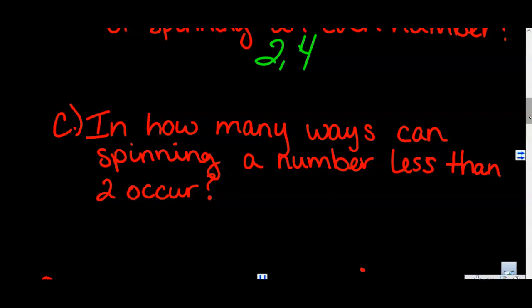So how many ways can spinning a number less than 2 occur? That goes again into the total outcomes of a situation. Yes, we have 3 different ones, but each of them are their own space on the spinner. So how many different ways can spinning a number less than 2 occur? How many is key. How many means it wants a solid number. It doesn't want me to make a list, or it's not asking me what they are. They literally want to know how many. So give me a number.